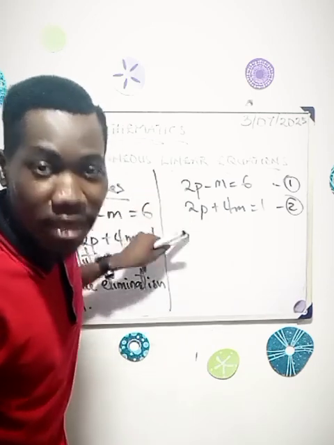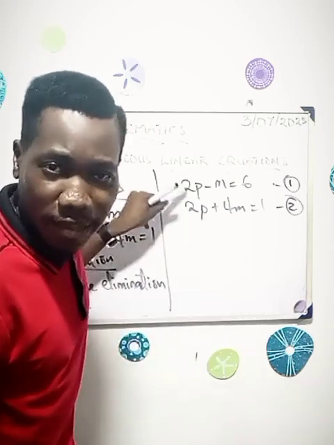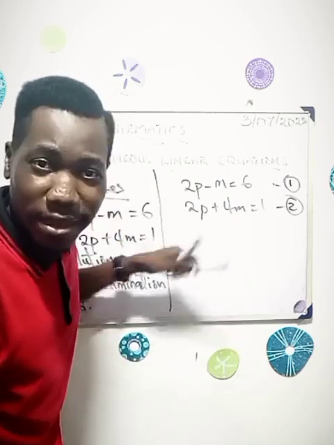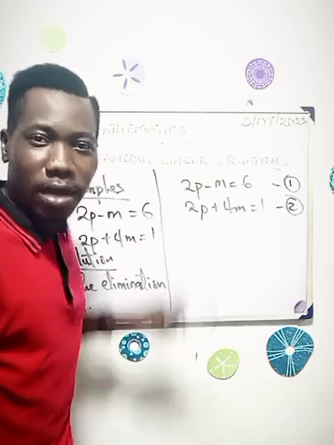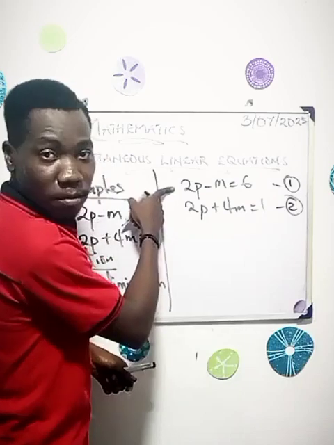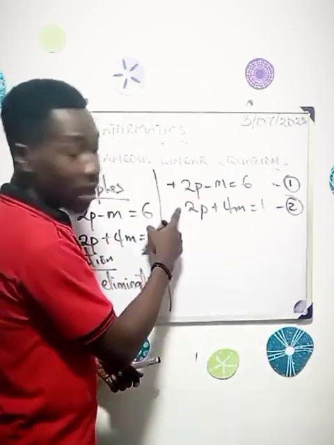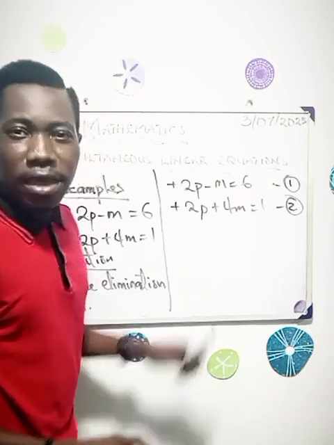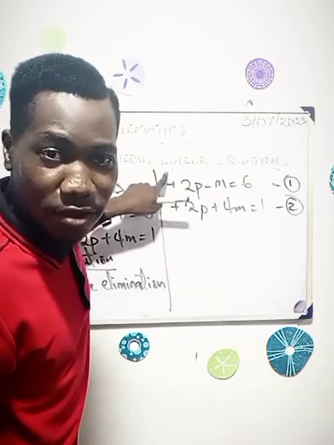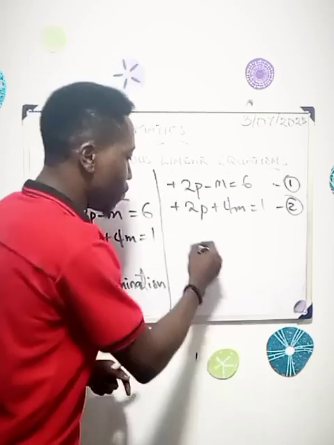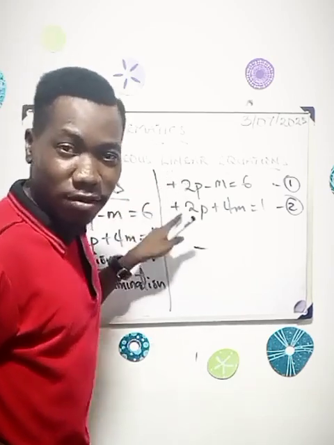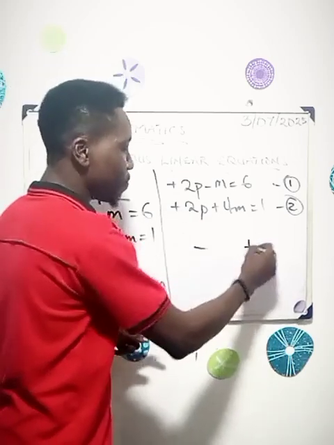Are they the same? If they are the same, we can move forward. If they're not the same, you have to make them the same first. But they are the same. So what are we going to do next? Check their signs. Are the signs the same? This is positive 2, so it's plus, and this is also positive 2, also plus. If the signs are the same, either plus and plus or minus and minus, you subtract. But if the signs are different, plus and minus or minus and plus, you add.